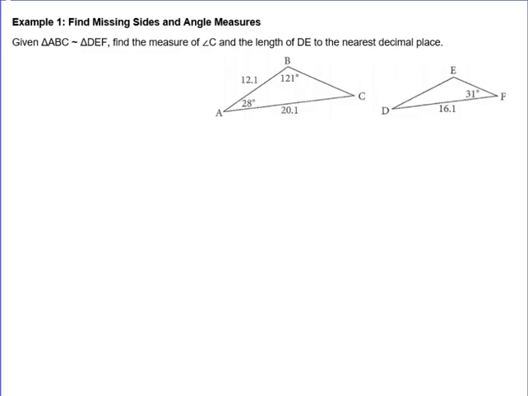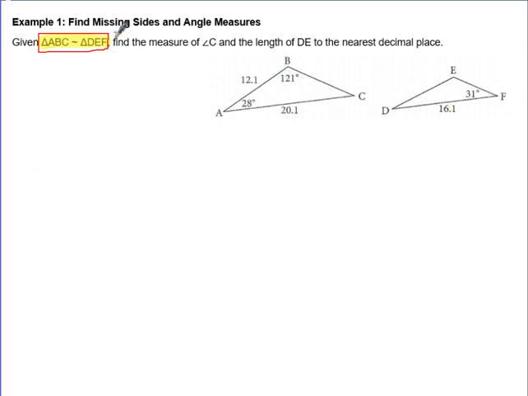Okay, let's look at our first example. So example 1. Find missing sides and missing angle measures. So if you notice, it says here, given triangle ABC is similar to triangle DEF, find the measure of angle C and the length of DE to the nearest decimal. Now, it's important to note that they deliberately told us that these triangles are, in fact, similar. So we don't have to necessarily prove that the triangles are similar because the question already told us that. It said, hey, look, they are similar, I promise. Now, help me find angle C and side length DE.